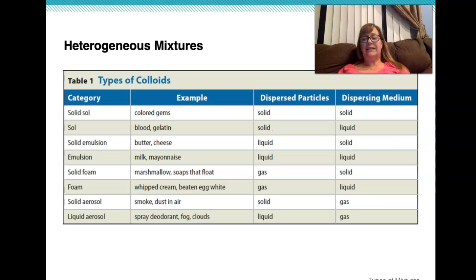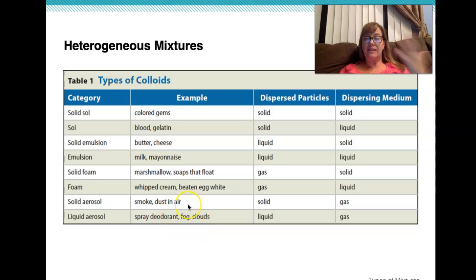All right, here is a chart. It's in your book. It's got all sorts of different colloids in it. As you can see, common things like blood, milk, marshmallows, smoke. Even, I want to point out this one right here, fog is a colloid. And we're going to come back to that in a minute when we talk about a way to tell the difference between a colloid and a solution.